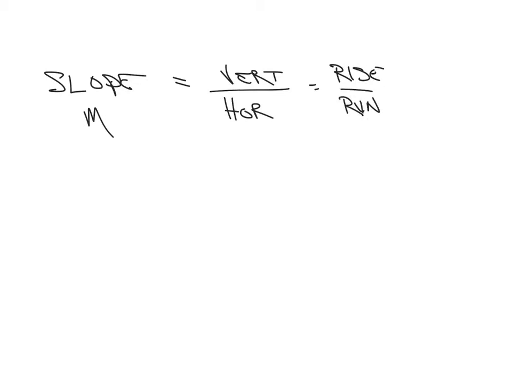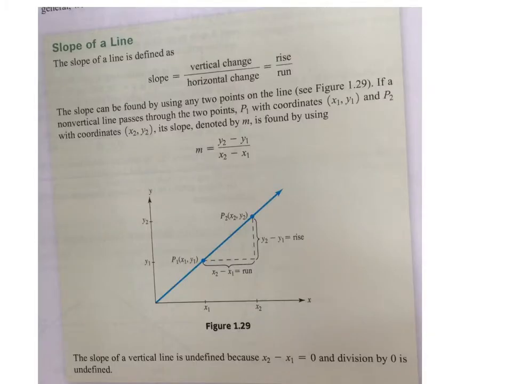So the slope is the vertical change over the horizontal change, or the rise over the run, or y over x. That is the slope. So let's get a graph on here and explain that a little bit better.